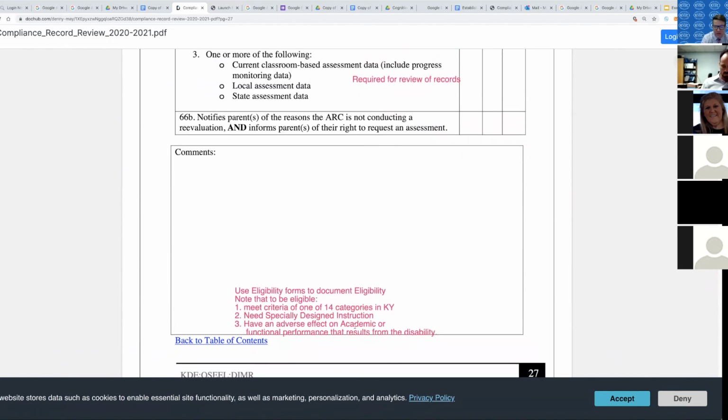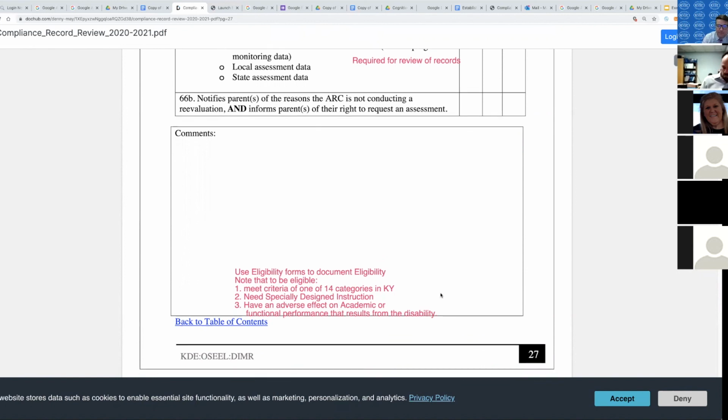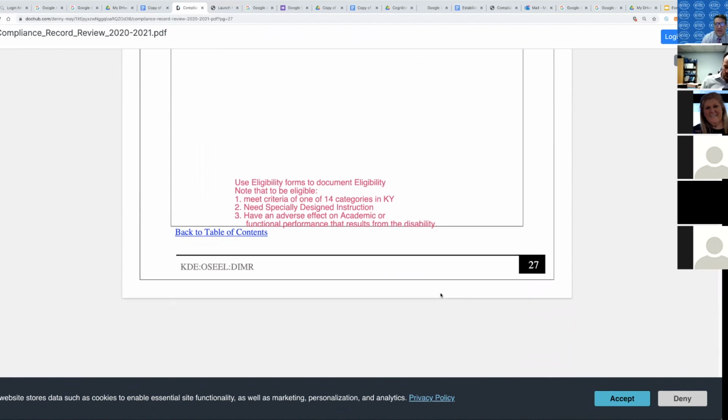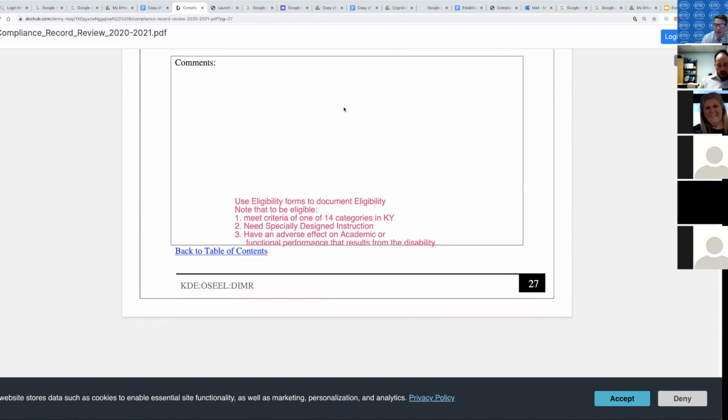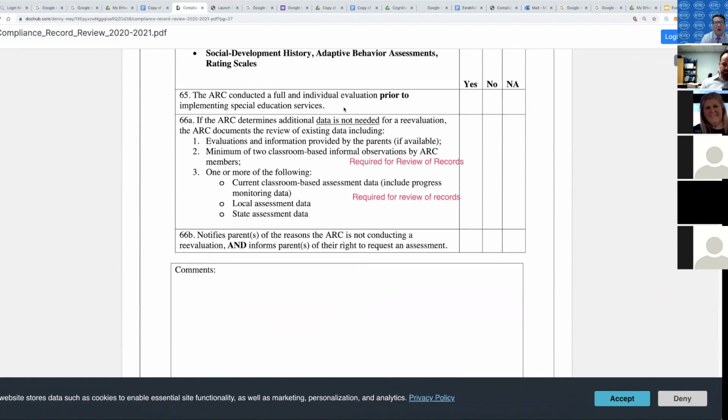That's really the end of the record review document itself. We use eligibility forms to document eligibility. We note that to be eligible, you must meet the criteria of one of the 14 disability categories, need specially designed instruction, and be able to show how the disability creates an adverse effect on academic and functional performance, or have an adverse effect on educational performance that results from the disability, however you want to state that. So that is the record review document itself. That is the training, and that's the way we go about reviewing files.